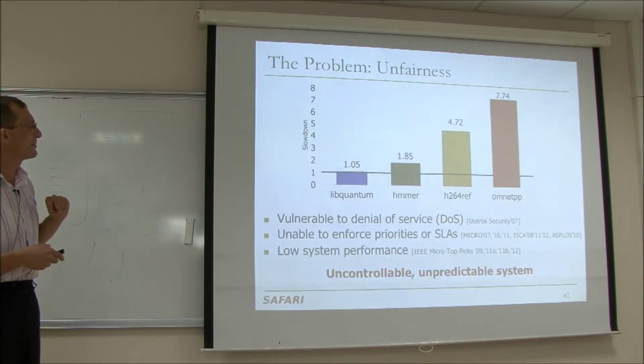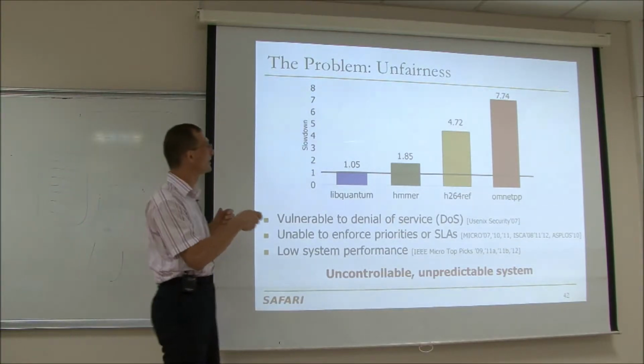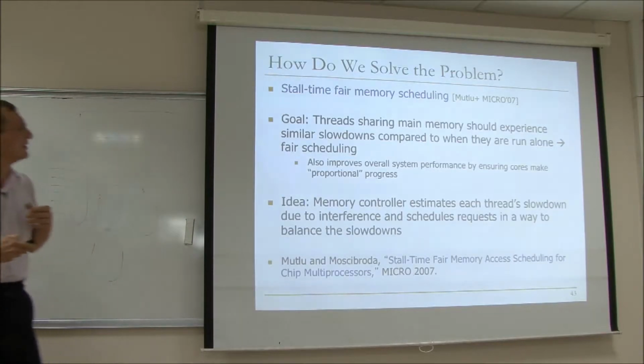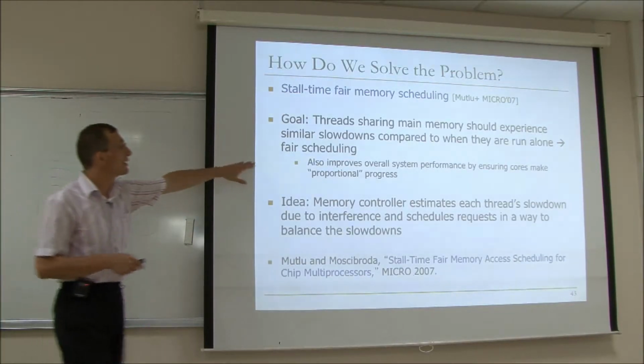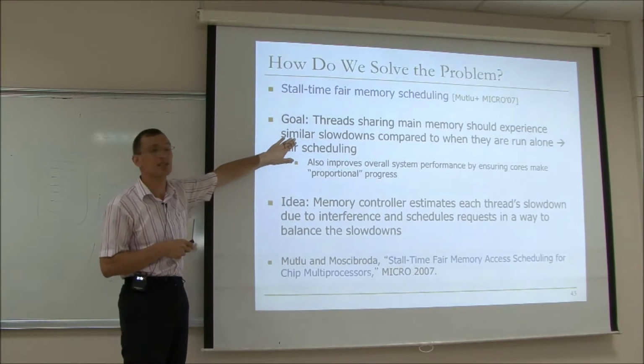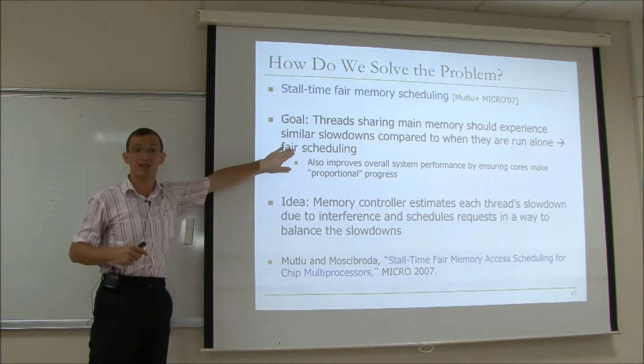And the first idea that comes to your mind, perhaps, at least to our minds, is if this is so unfair, why not make them fair, right? That's the idea. So we're going to try to achieve that. The goal is to have threads sharing main memory experience similar slowdowns compared to when they're run alone on the same system. And that was our definition of fairness.